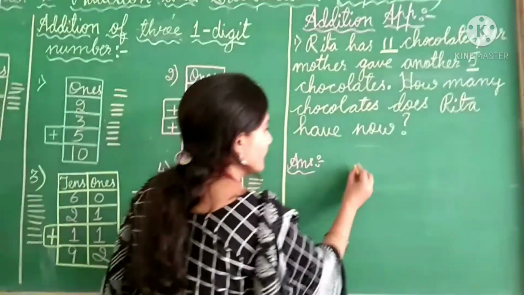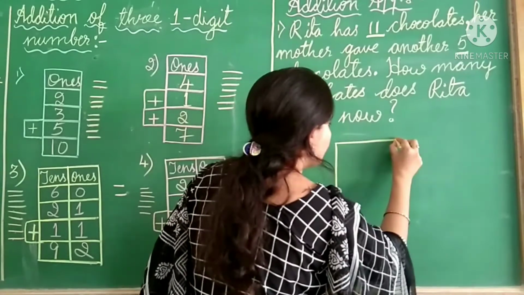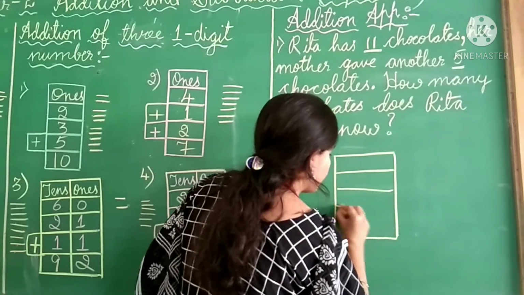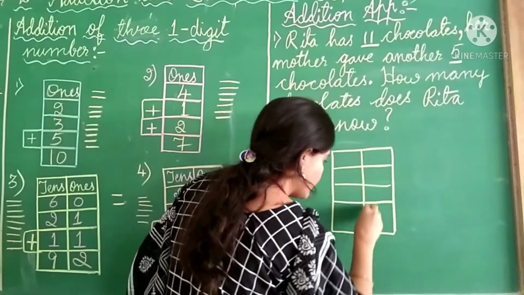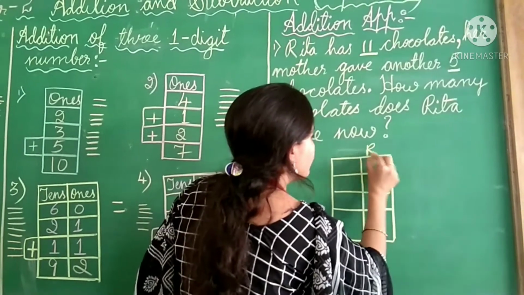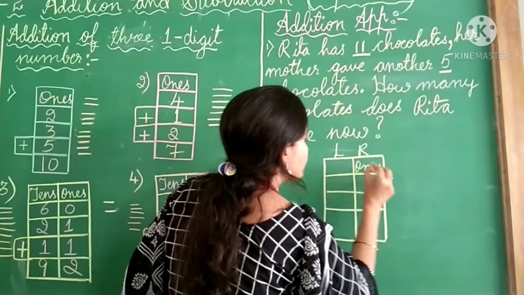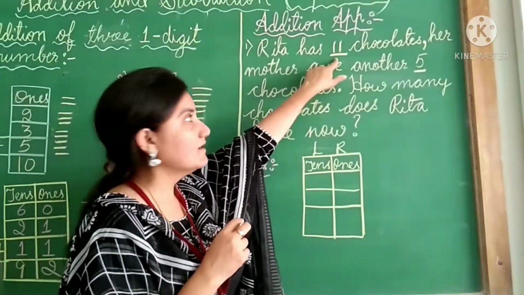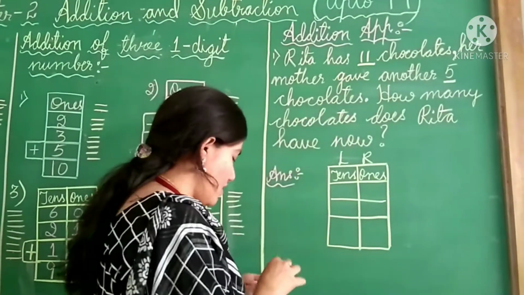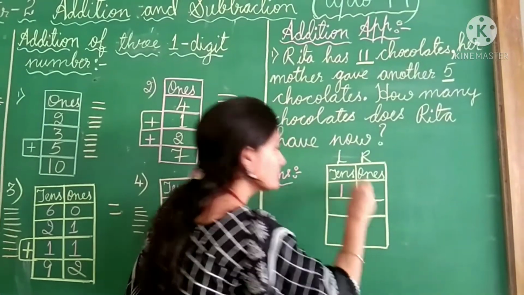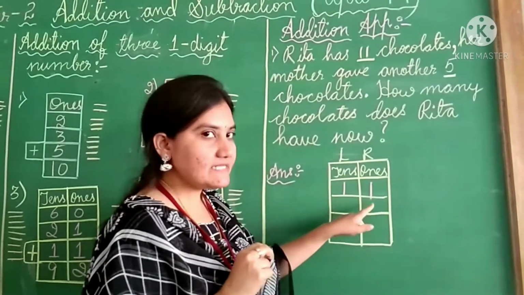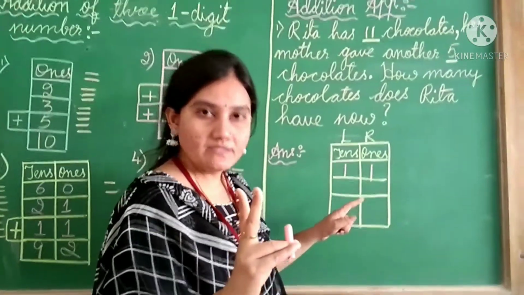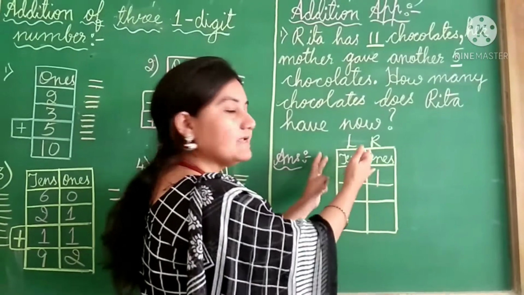Let us solve here. See, you have to draw the box. See, here is the right side and this is the left side. Here we will write ones, here we will write tens. Got it, children? So what is the first number, children? 11. Rita has 11 chocolates. So we'll write here 11. We wrote 11 because it's a 2-digit number. 11 is a 2-digit number, isn't it? That's why we drew the ones and tens columns here.